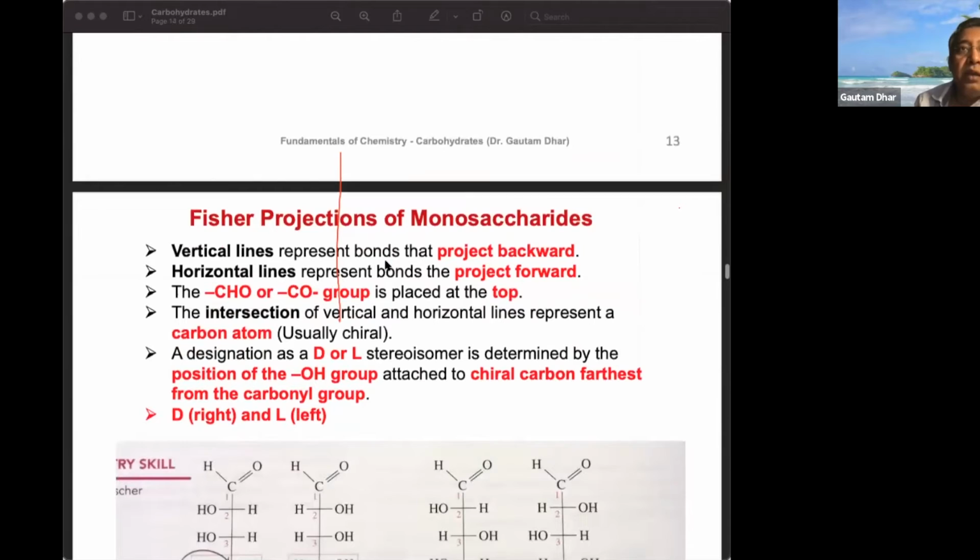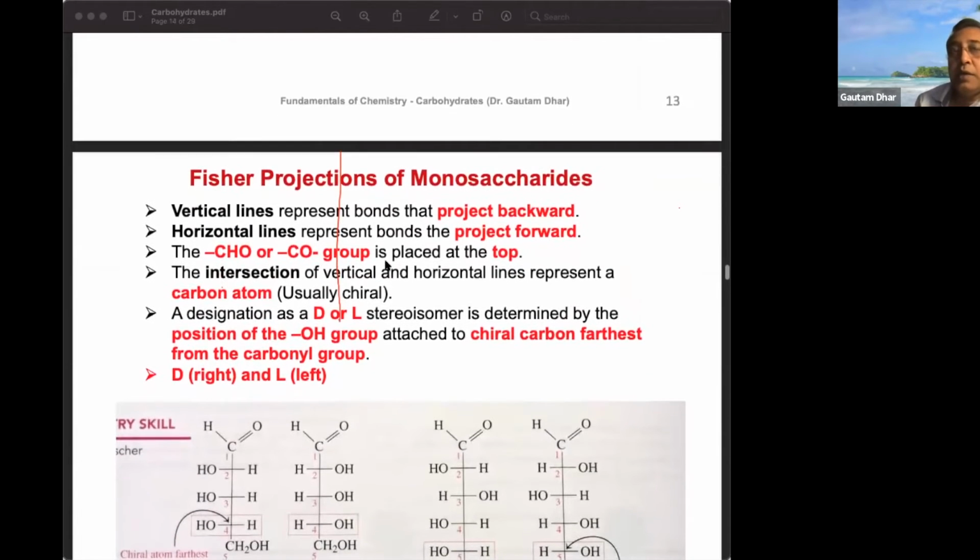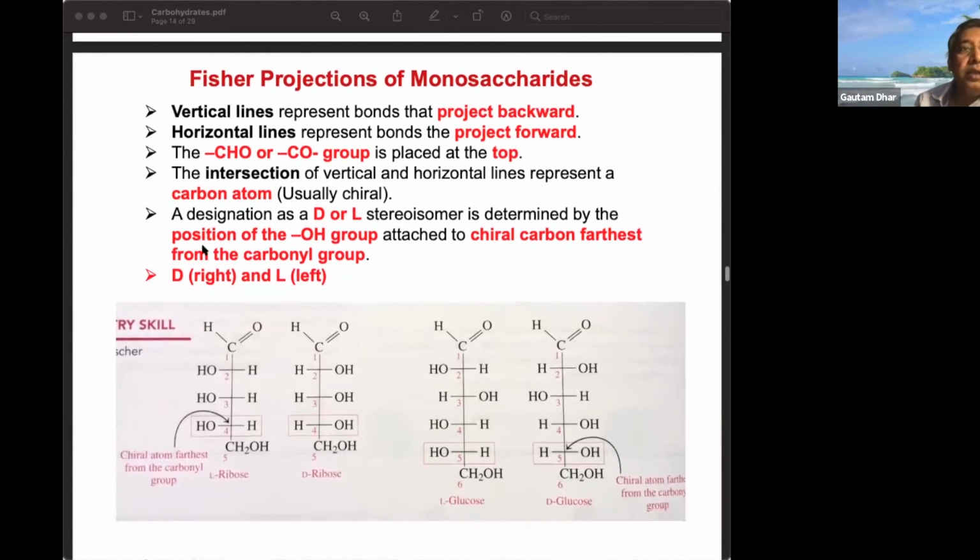But again, it's hard to purify single enantiomers. Enantiomers are very much related in their physical and chemical properties. They have the same melting point, same boiling point, same kind of interactions. That's why it's very hard to purify one enantiomer from another. These are monosaccharides, the large molecules.